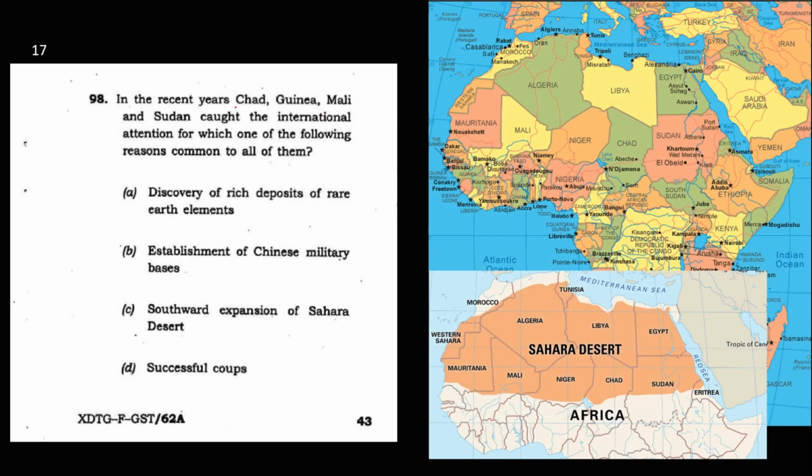In recent years, Chad, Guinea, Mali, Sudan caught international attention for which of the following reasons common to all of them? Guys, this also was a common sense question. So you can easily eliminate option A. Why? Because discovery of rich deposits of rare earth element, we all know that it is China which has 90% of rare earth elements, and recently there has been no such discovery of any rare earth element. Obviously, this statement will be incorrect.